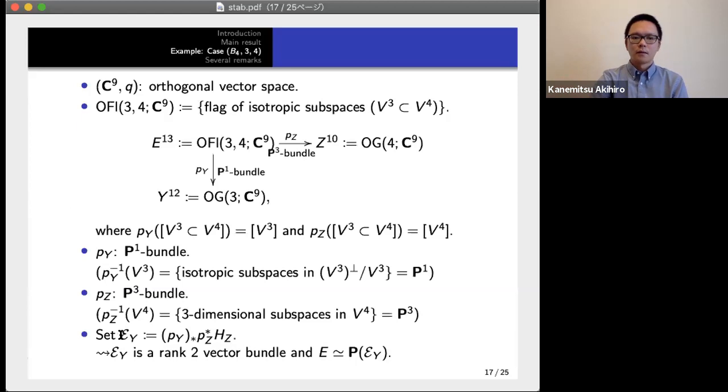More precisely, EY is the direct image of the pullback of O(HZ), the ample generator of the Picard group of Z. The Picard group of Z is isomorphic to the group of integers. We choose the ample generator, consider its pullback, and push forward the line bundle. Then this vector bundle EY is a rank 2 vector bundle, and E is obtained as a projectivization of this vector bundle EY. So we have this diagram, and Py is a P1 bundle, and we defined EY as the bundle corresponding to this P1 bundle.